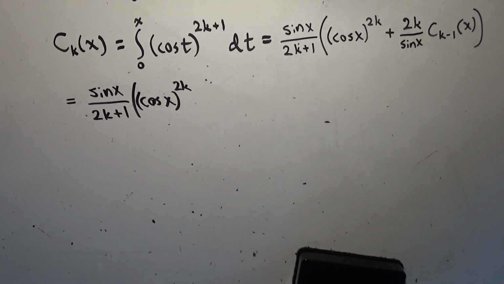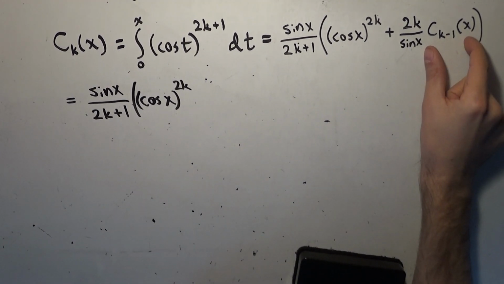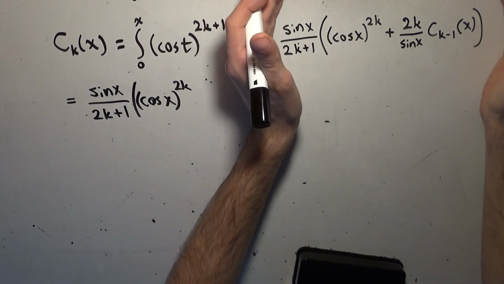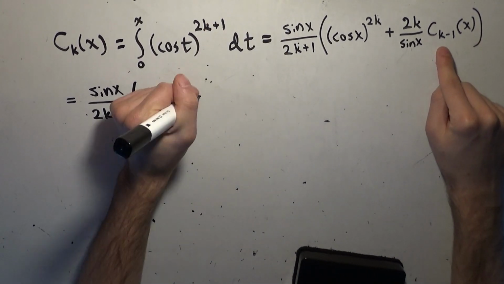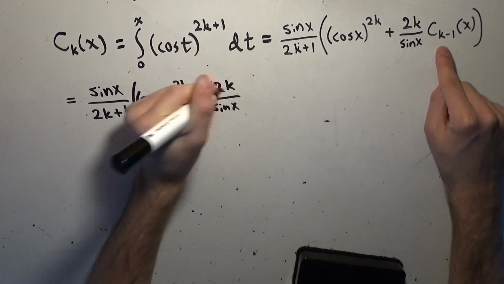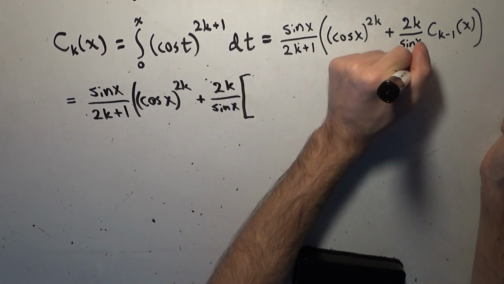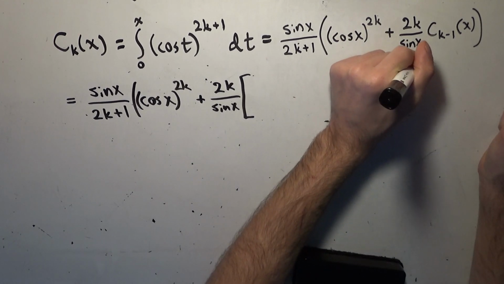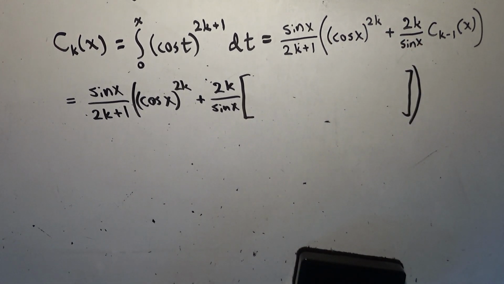Let's see what happens. So we need to replace c_{k-1} with this thing for k minus 1. So what are we going to get? We're going to get 2k over sine of x, and now we need to put an entire thing inside of this. And then it will all simplify, and we'll be able to see what it is that we have to do from now on.